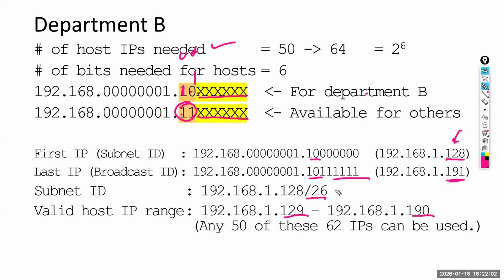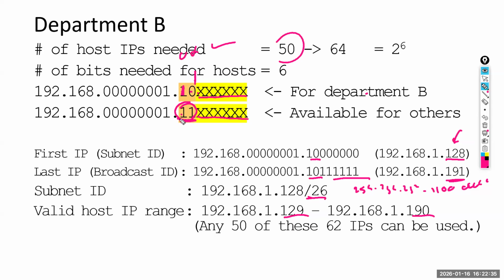And usable IP addresses will be 129 to 190. And the subnet mask is 255.255.255. Remember now we have 2 bits taken, 1 and 1, so you can write it like that also. So just calculate this. Now we have allocated IP addresses for Department B. We have allocated 64, that means 62 usable IP addresses. It just needs 50, right.